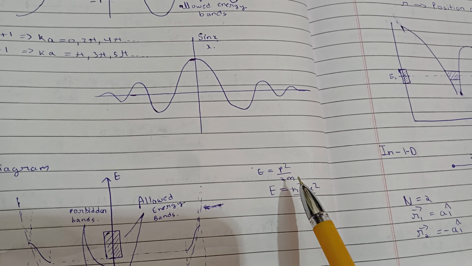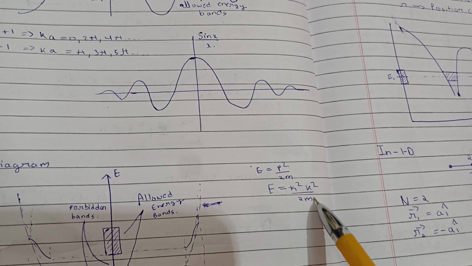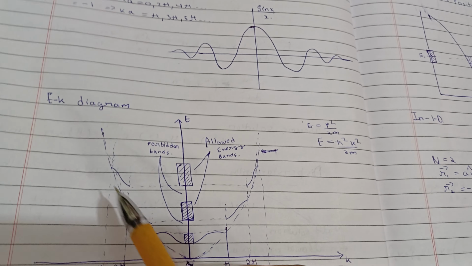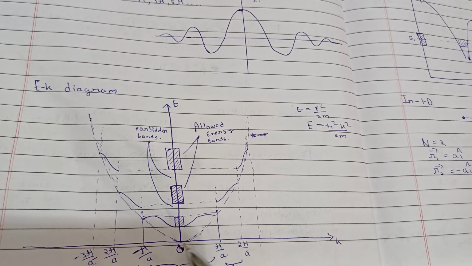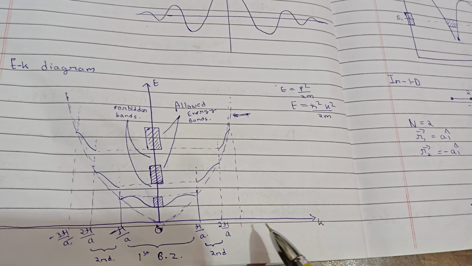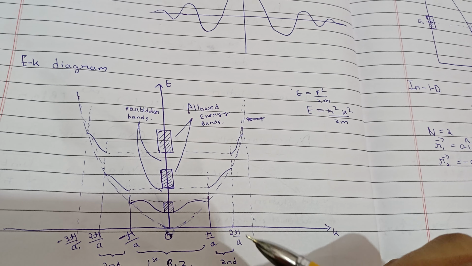P is nothing but h cut k. So E equal to h cut square k square by 2m. So using this relation we can draw the E and K curve. So it will be a parabola. So let's just plot this parabola here. Okay, this is a parabola. It came out from this. Here we have K on the x-axis and energy on the y-axis.